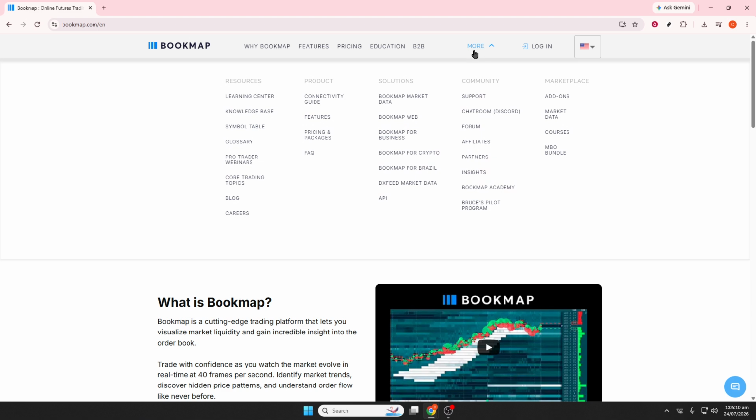Once your connection is confirmed, open your first chart by subscribing to the instrument you want to monitor. This could be a futures market, a stock, or a crypto pair, depending on what you trade. Think of this first chart as the base of your workspace. After that, open additional charts.